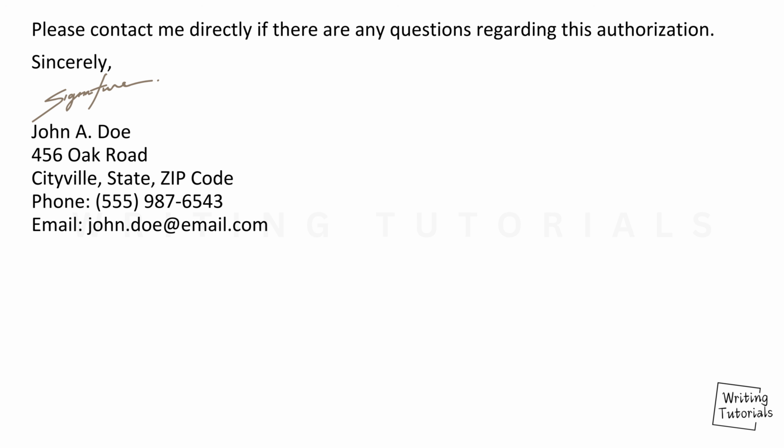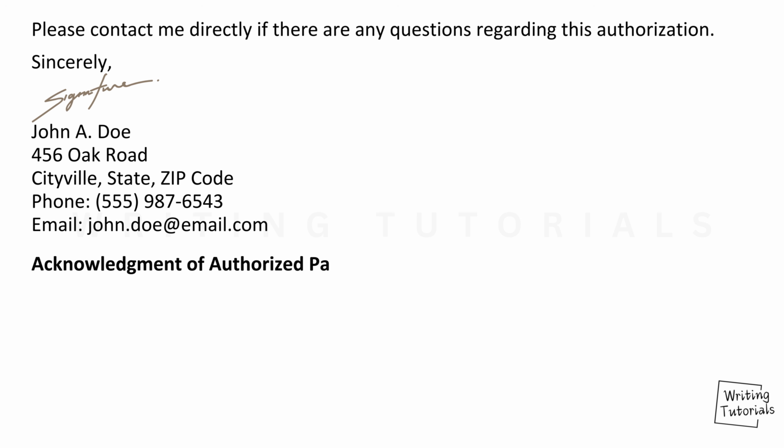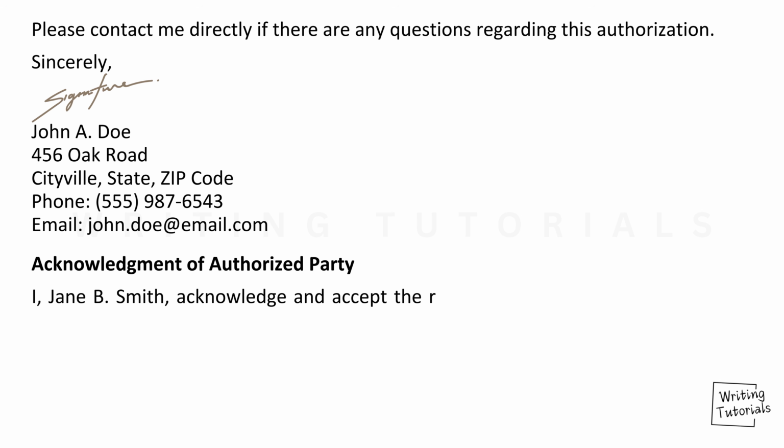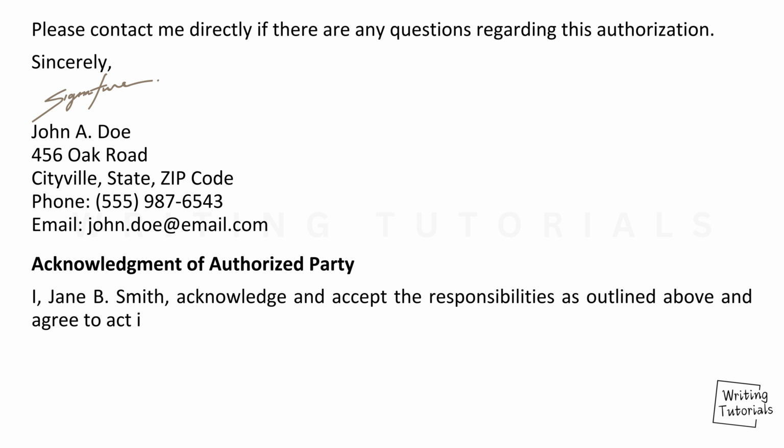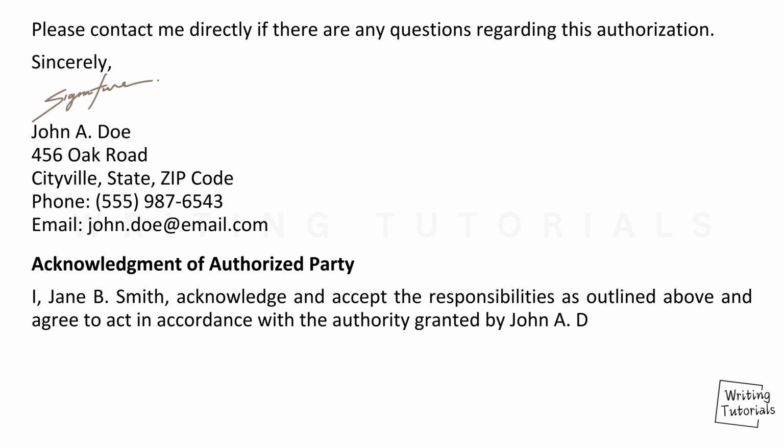Adding an acknowledgement for the authorized party. Finally, add an acknowledgement section for the person you're authorizing. This part is optional but can make the letter feel even more formal. Here's how it looks. Acknowledgement of authorized party. "I, Jane B. Smith, acknowledge and accept the responsibilities as outlined above and agree to act in accordance with the authority granted by John A. Doe." Signature. Jane B. Smith. Date. This section is where your representative signs to accept the responsibility and confirms they understand the terms. It's a nice touch that shows everyone is on the same page.